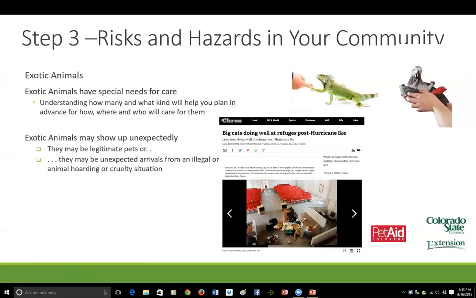Determine ahead of time where you can safely house, care for, and feed temperature- and food-sensitive reptiles and birds. Exotic animals can also unexpectedly include large animals like lions and tigers.